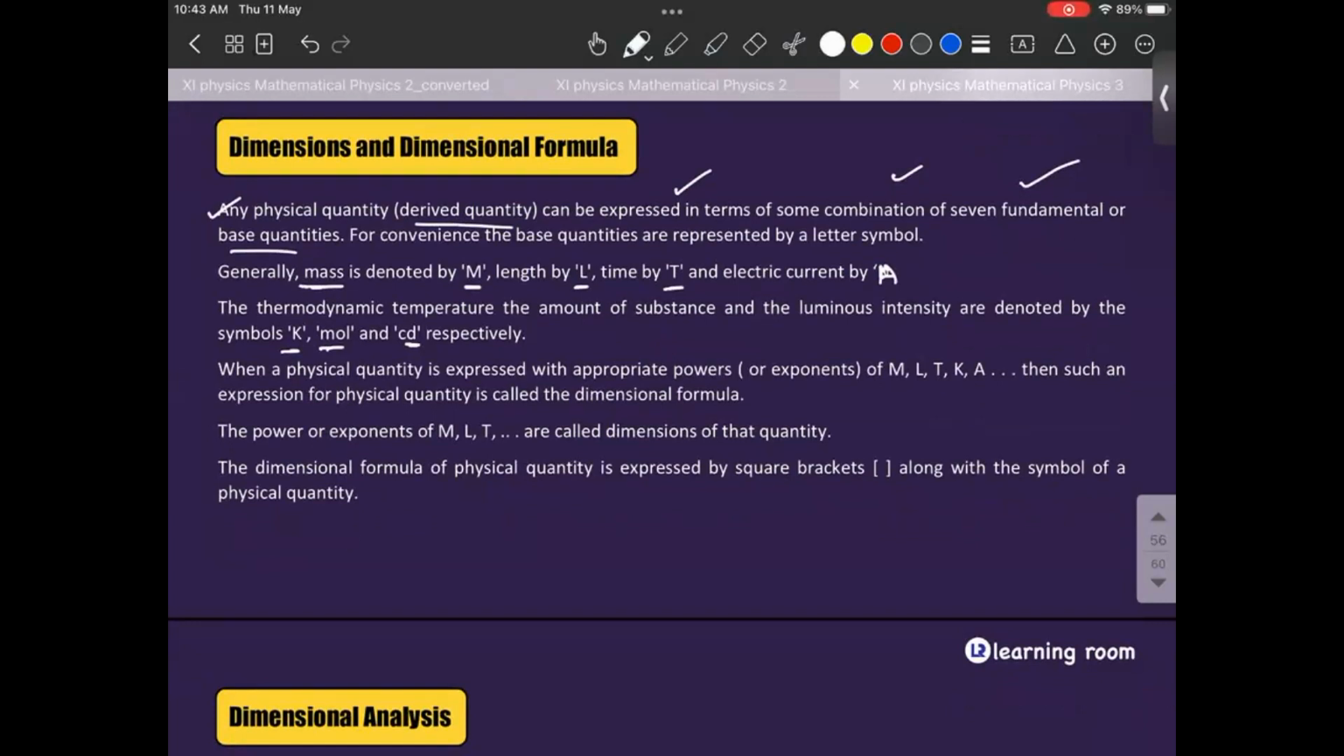I'll just give you an example. If I want velocity, velocity is basically what? Displacement by time.